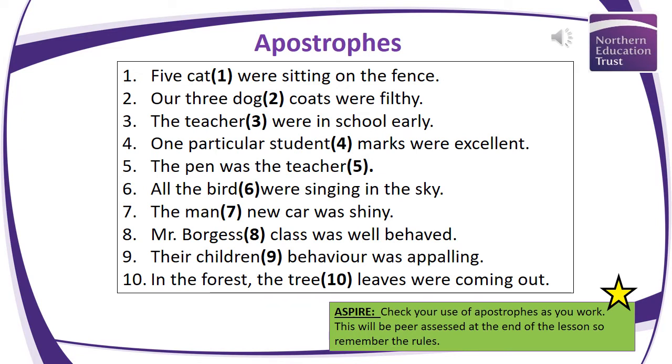I feel like this is a regular slide that I go to, and it gives students that opportunity to reassess and to go through that mental process. And I would do it exactly the same way on the whiteboard. You can have 1 to 10 at the side, and you can see if they put it in the correct way. And again, you might go to the plenary at the end and readdress this as well. You could also have it as your aspire on your board, so to check your apostrophes as you work. This will be peer assessed at the end of the lesson, so remember the rules.